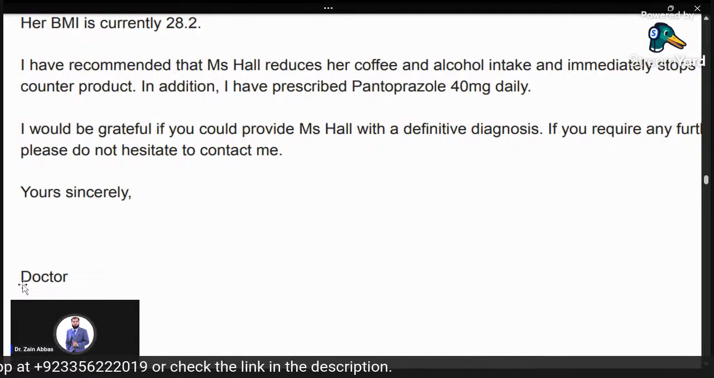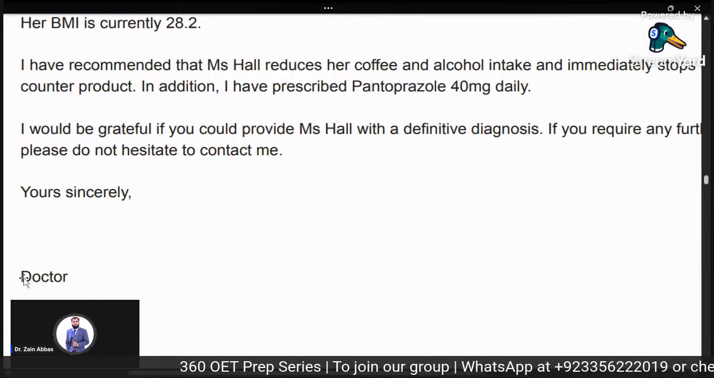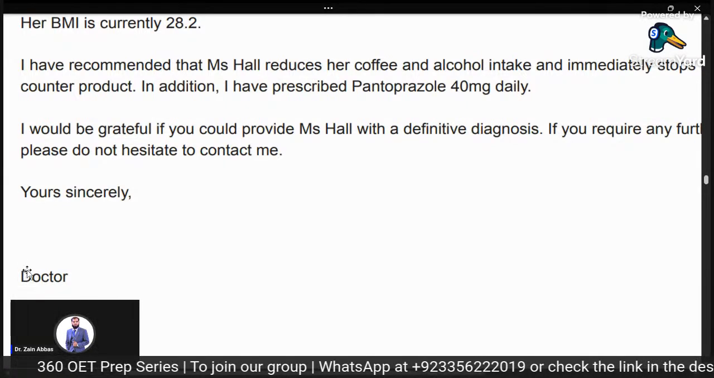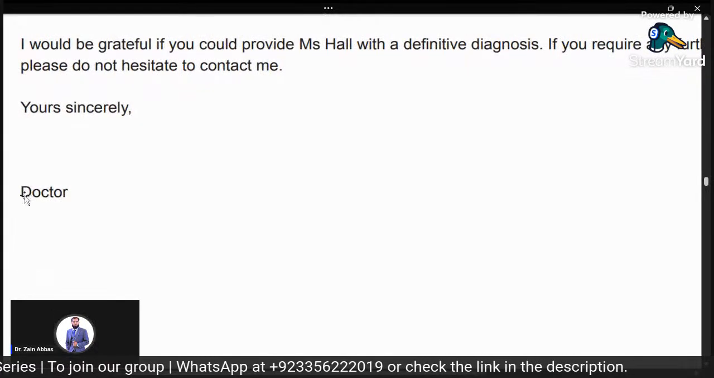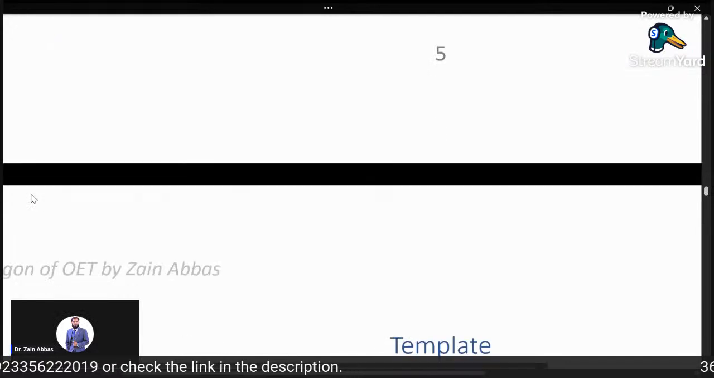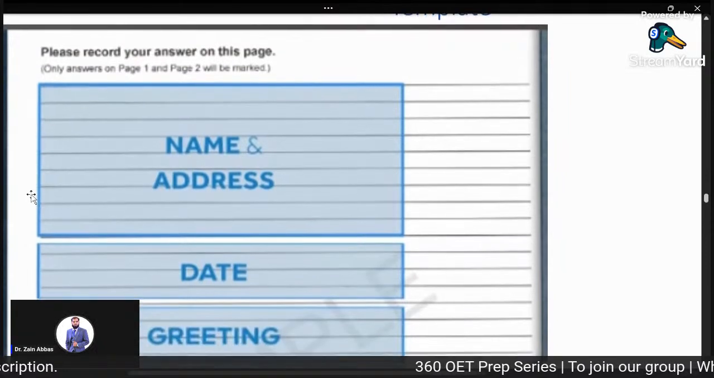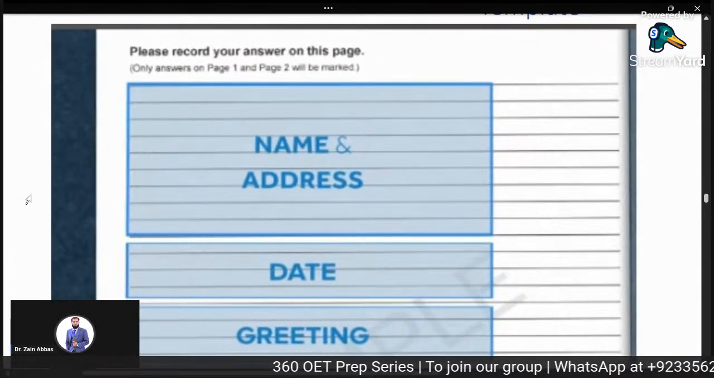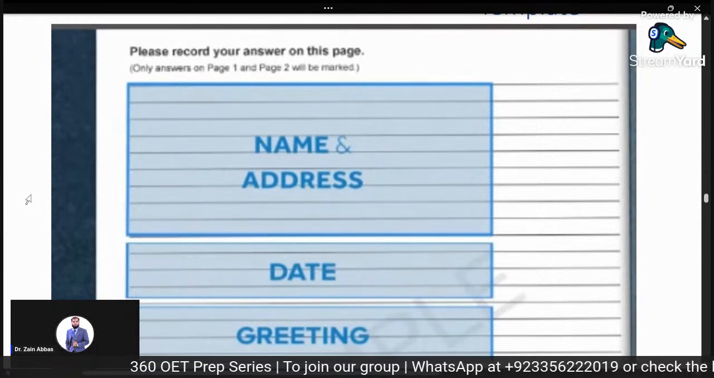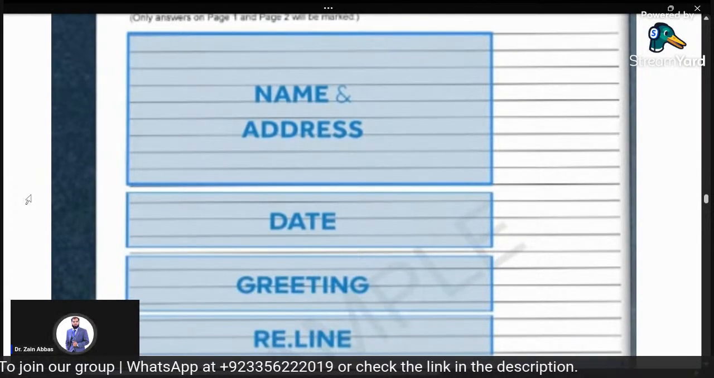You must write doctor, or you can write nurse if you are a nurse, or you can write physiotherapist if you are a physiotherapist, whatever your profession is. So the important point is you must capitalize the first letter of this word, D. All right, this is the important breakdown of the template that is mentioned by the OET officials, and you can see they have actually divided the whole letter into boxes.